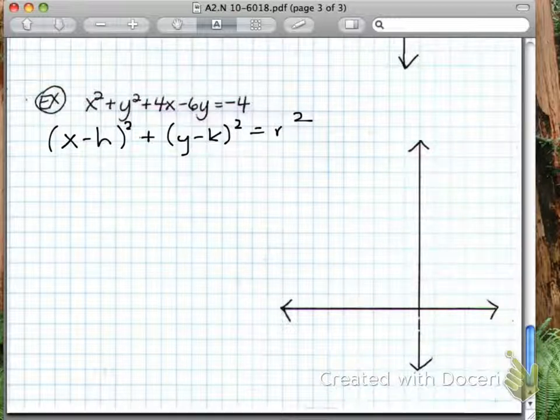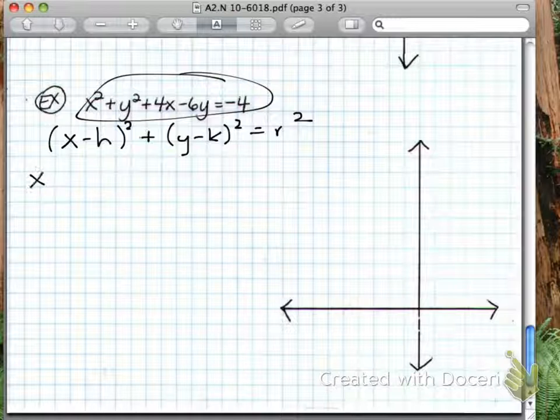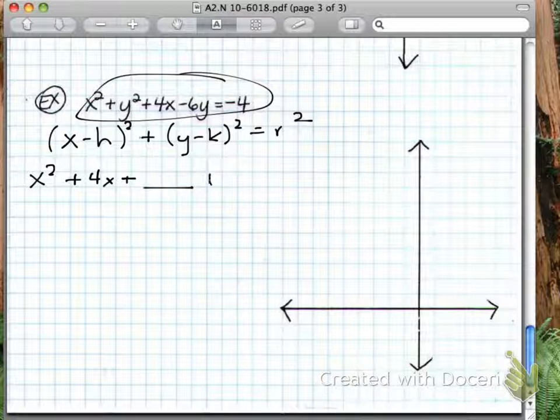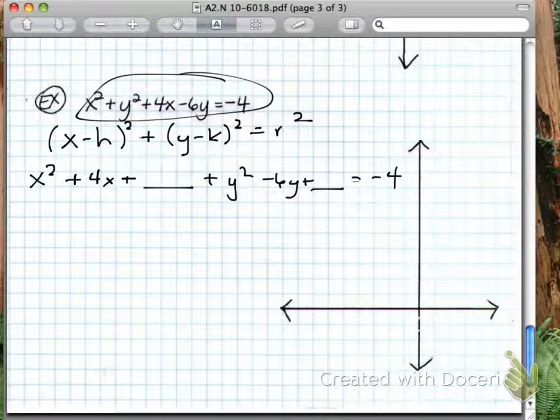Okay, what's the first thing I need to do with my actual equation? Put them in order and complete the square. So x squared plus 4x plus blank plus y squared minus 6y plus blank equals, okay, thank you, Aiden. Negative 4. Okay? I know. It was a joke. So what goes in the blank? Okay, so this is 4. If I add 4 there, I've got to add 4 here, right? And then 9 here. If I add 9 there, I've got to add 9 here.